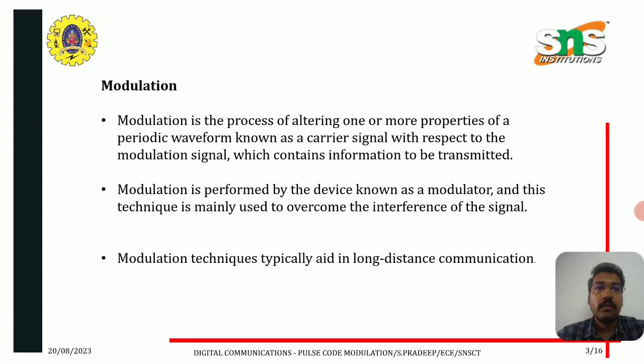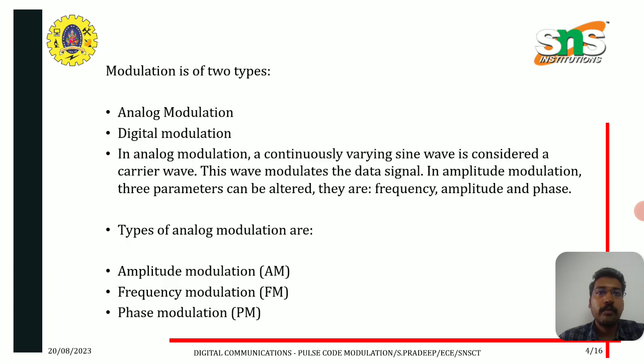Modulation is the process of altering one or more properties of a periodic waveform known as carrier signal with respect to the modulation signal, which contains information to be transmitted. Modulation is performed by the device known as modulator, and this technique is mainly used to overcome the interference of the signal. Modulation techniques typically aid in long distance communication.